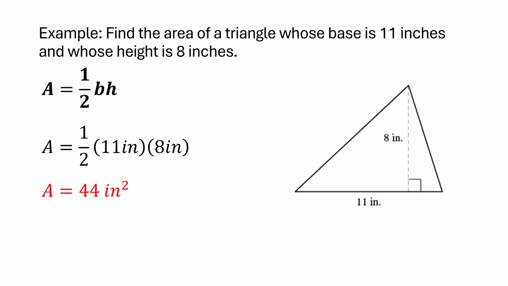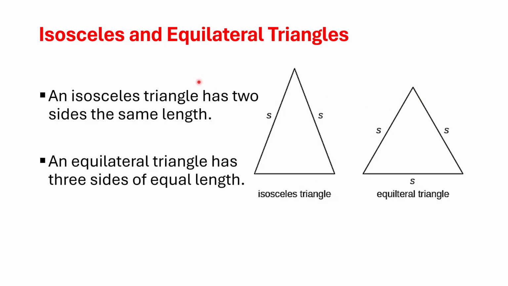Okay, next we have what we call isosceles and equilateral triangle. So we should know what's the difference between the two. An isosceles triangle has two sides of the same length. For example, this is the isosceles triangle. So this side and this side are equal in length. So this is called isosceles triangle.